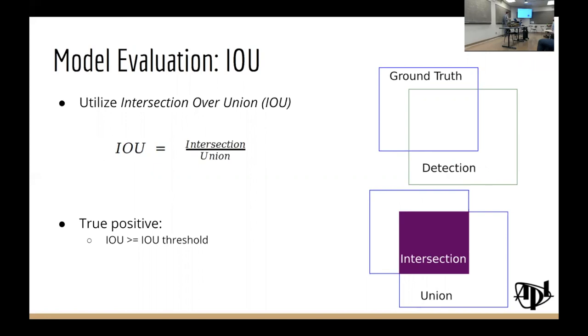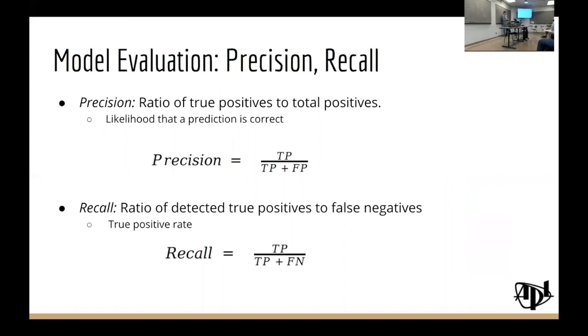The way that we evaluate segmentation models is by utilizing intersection over union, which is defined here. We have our ground truth, which is supplied by some of these labeled images, and the detection. We find the area of intersection and we divide it by the entire union between the two bounding boxes. And if this value is greater than some threshold that we supply, then we classify that as a true positive, otherwise false.